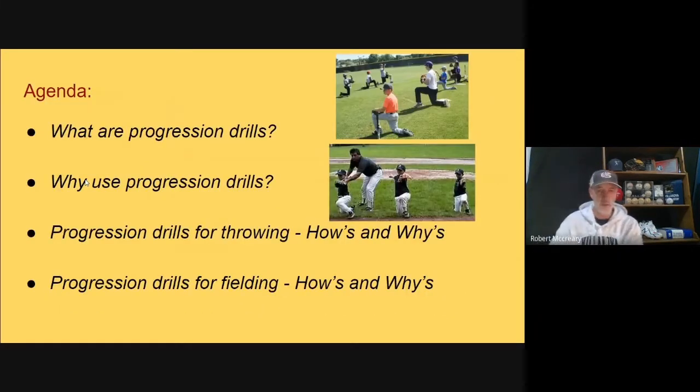Okay, so today I'm going to talk about those 4 things. What are progression drills? Why use them? And then, as it says there, I'm going to get specific when it comes to drills for throwing. I talked about the importance of throwing last week. And then the progression drills for fielding. Okay, how to do them, but also sometimes more importantly, why. Not just for the coaches, so that you guys can hopefully explain it to the players as well.